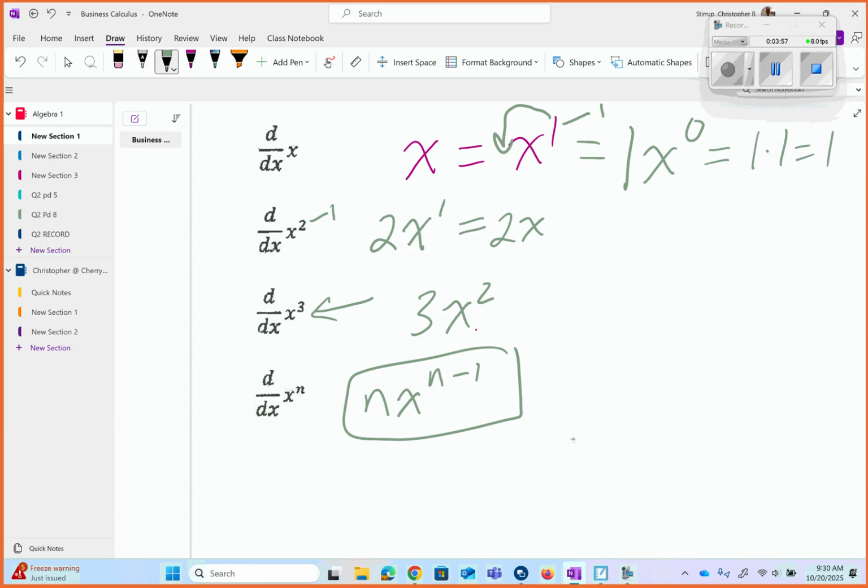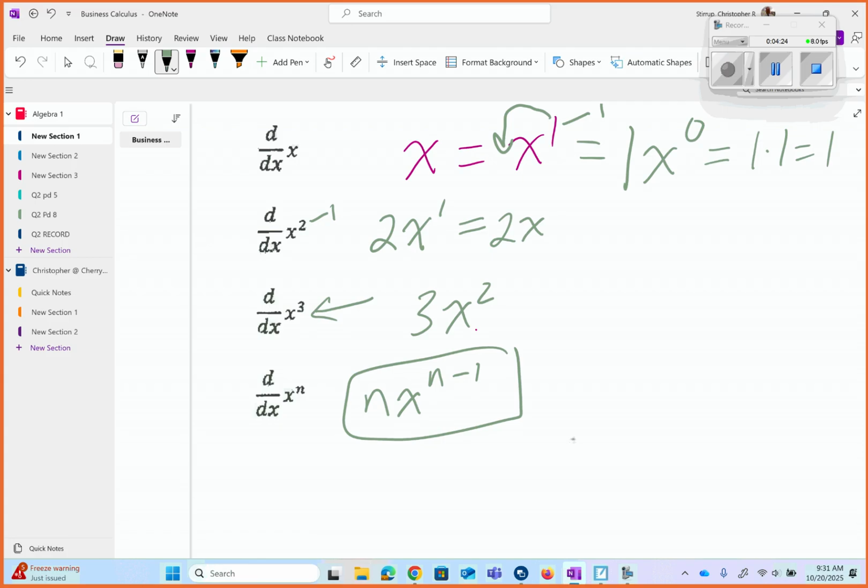Now, what really is a derivative? As far as a graph goes, if you had a graph and you knew the equation of the graph, the derivative would allow you to find the quote-unquote instantaneous slope of the line.